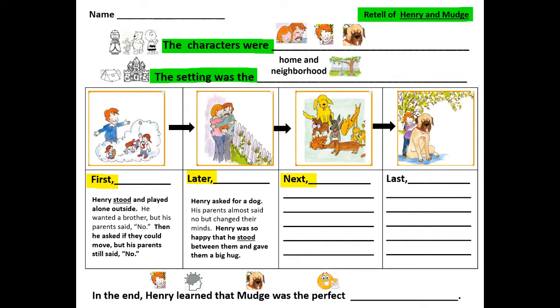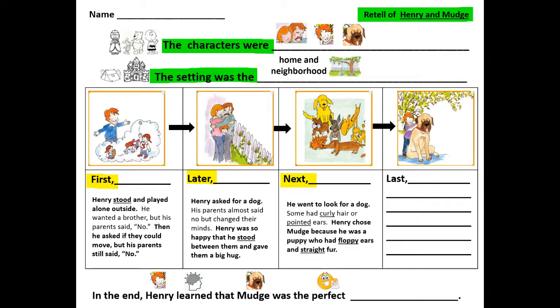So next, what's going on in the picture? Next, say it out loud. Next, he went to look for a dog. Some had curly hair or pointed ears. Henry chose Mudge because he was a puppy who had floppy ears and straight fur.